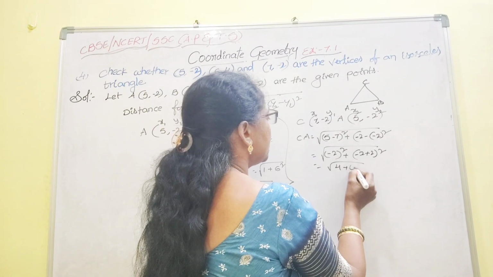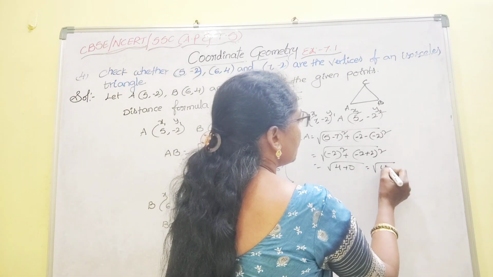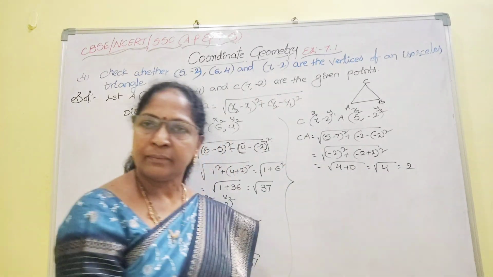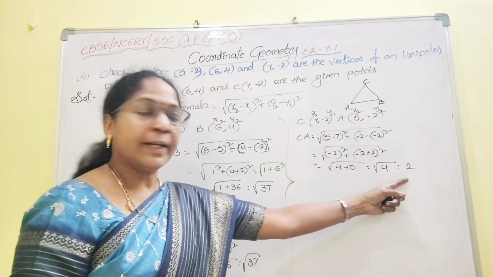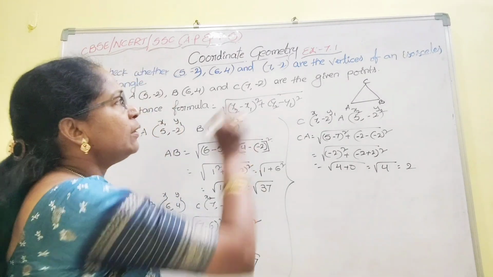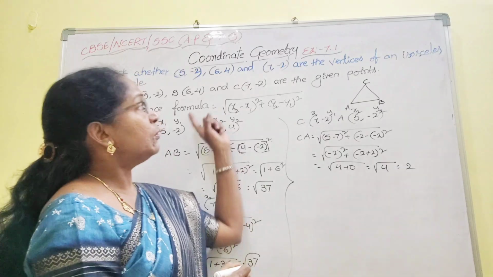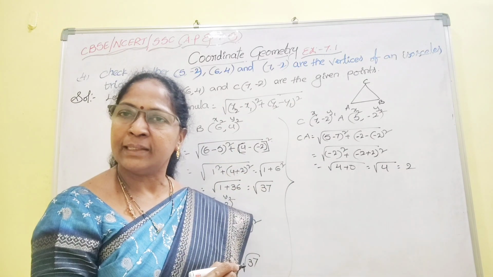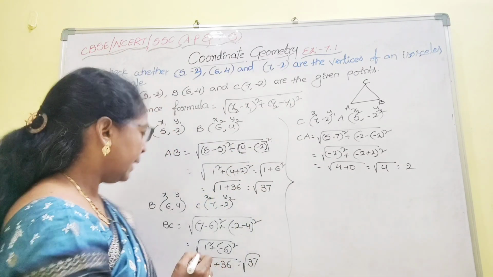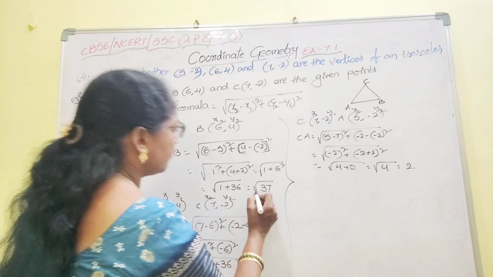So you will get 0. That equals square root of 4, equal to 2. Here we are getting 2. Here, what do you have to find out? If two sides are equal, then you can say that it is an isosceles triangle. Here you just have to find out.